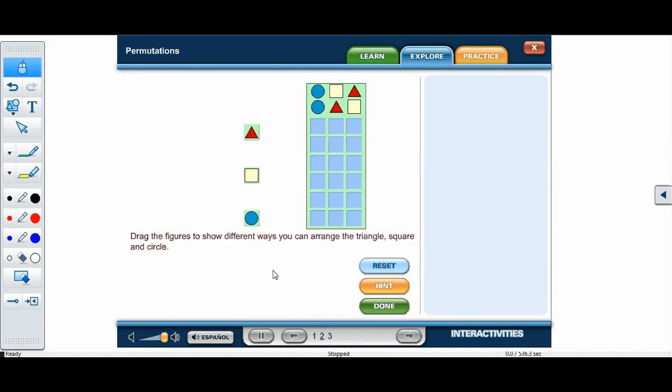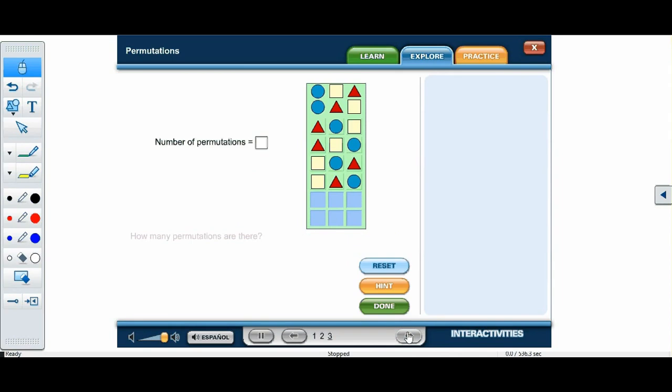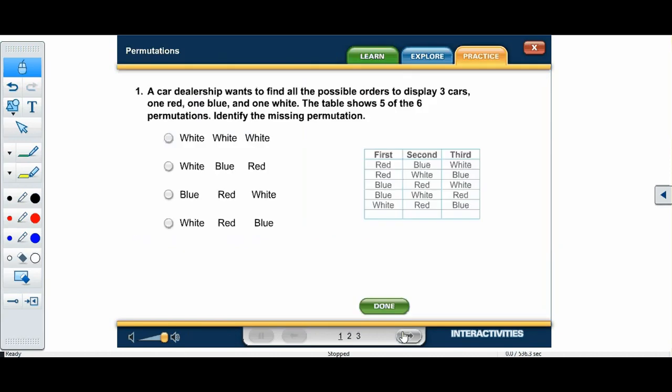Drag the figures to show different ways you can arrange the triangle, square, and circle. Notice they've already got 2 rows done for us. So I'm going to put my circle in the middle, triangle, square. Let's put the triangle and square in the other order. Then I'll put the circle at the end, triangle, square, and in the other order. And I don't think there's any other ways. How many permutations are there? Basically, how many rows are counted up, including the 2 they did for us? I count 6. Permutations, we call it, because order matters.